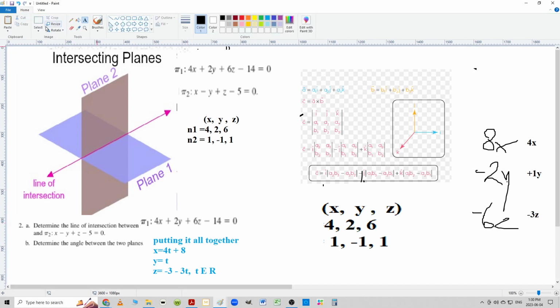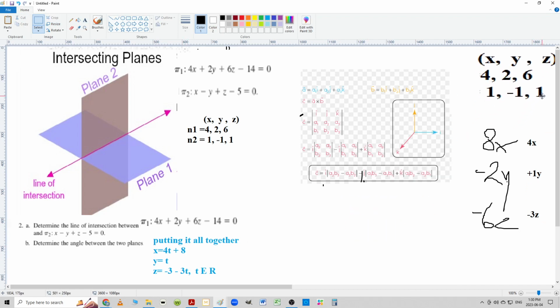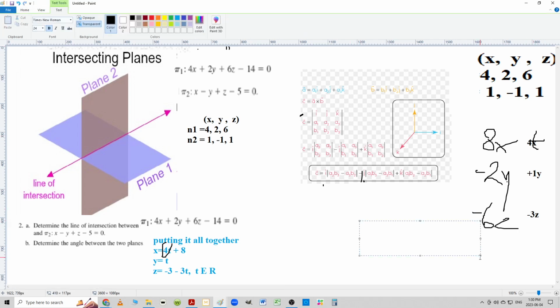Now, how does this compare to my original answers? Remember, right here I had a 4t. Well, that's 4x would become 4t. And I have a t here, and I have a t there, and I have a minus 3t here, and I have a minus 3t here. So I might as well just take the components. Instead of 8 comma minus 2, we divided it all by 2. I got 4. Instead of minus 2, I made it the positive, so 1, and divided by 2.